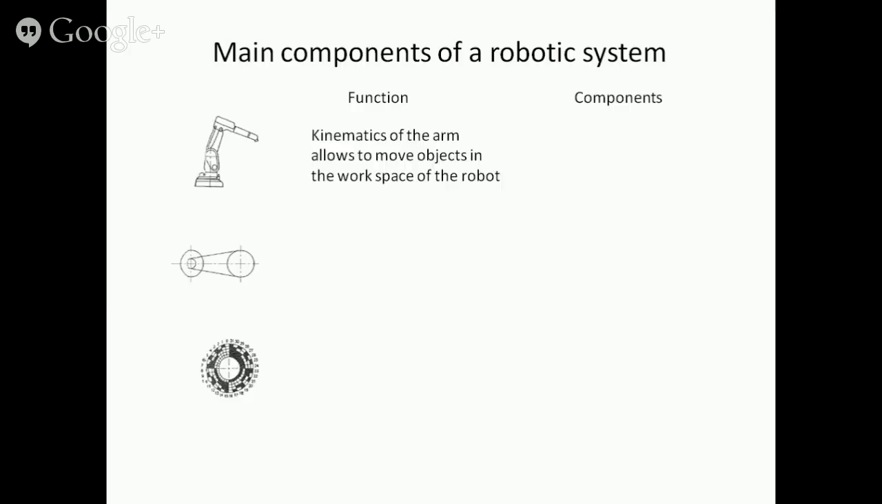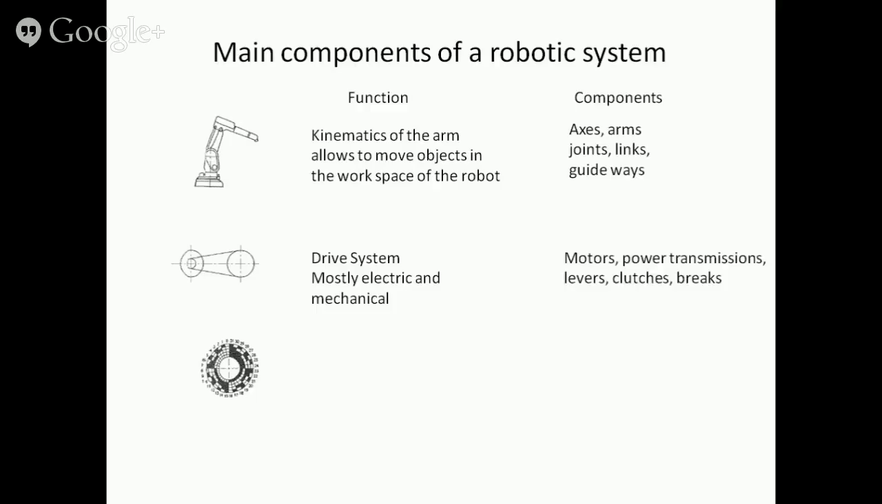The kinematics of the arm allows to move objects in the workspace of the robot. It is composed of axes, arms, joints, links, and guideways. The drive system, mostly electric and mechanical, in some very few cases also hydraulic, is composed of motors, power transmissions, levers, clutches, and brakes.